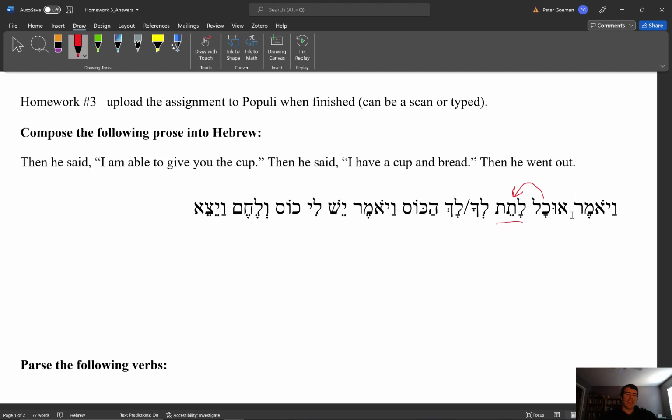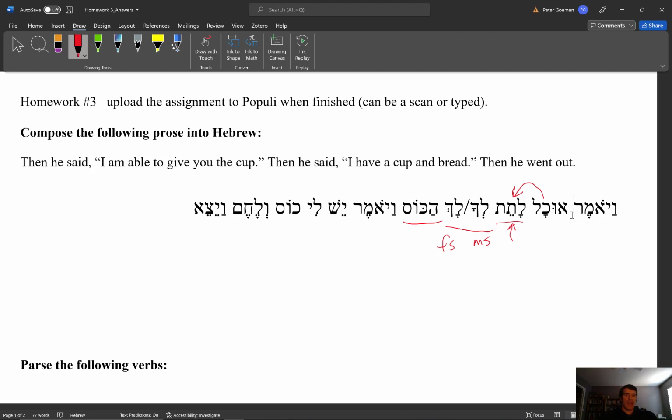So latet is basically from natan, to give, but it looks really weird. So you kind of have to just know this form. Latet, to give. So ukal latet. And then depending on if you're talking to MS on the right side or feminine singular on the left side, laka or lach. So I'm able to give to you hakos, the cup. I am able to give you the cup.